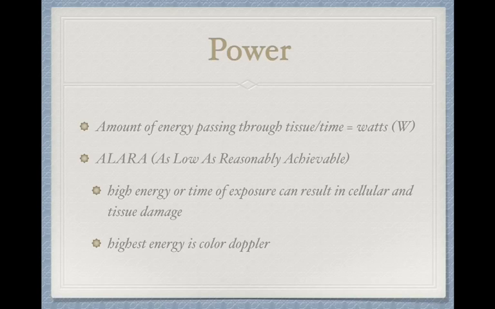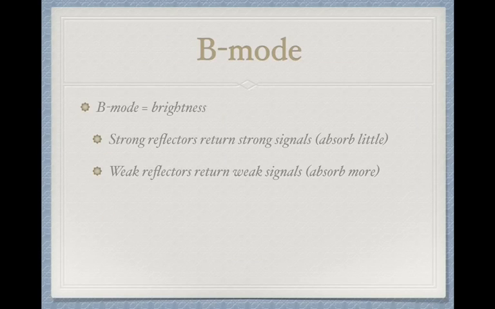Your B mode is basically B for brightness. This is the gray-white image you see on your machine. Those white and black shades on the screen are all a reflection of the intensity of the sound that is coming back to the probe and then processed as an image. Strong reflectors are going to return strong signals, so there's very little attenuation or absorption off of the object it reflected off of, whereas weak reflectors are going to absorb more of that sound, and the sound that actually returns to the probe is going to be weaker.